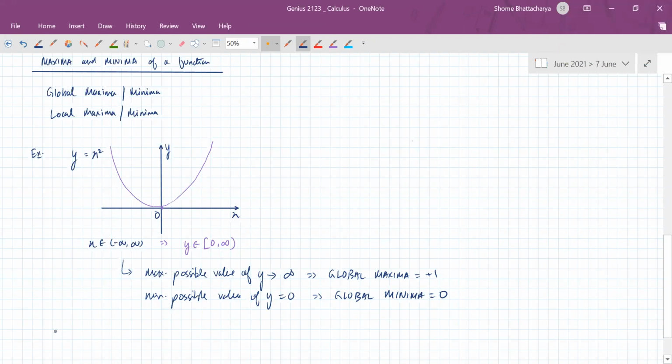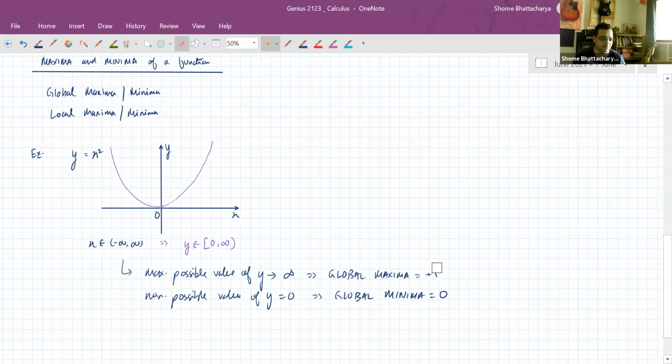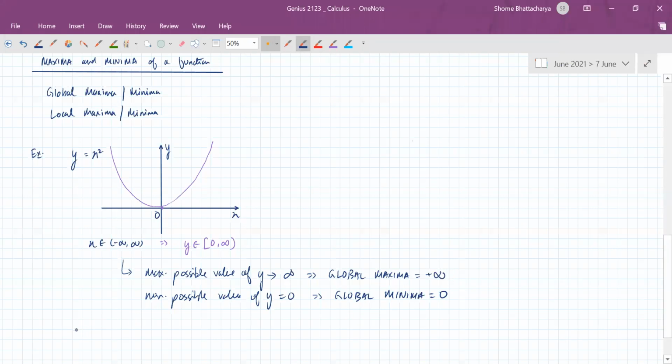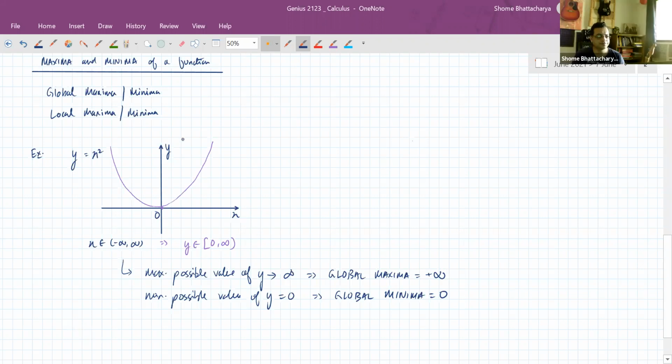Sir, how is the global maxima +1? My mistake. It is plus infinity. So it's going to infinity, right? And the global minima is equal to 0. So what is global maxima and global minima?